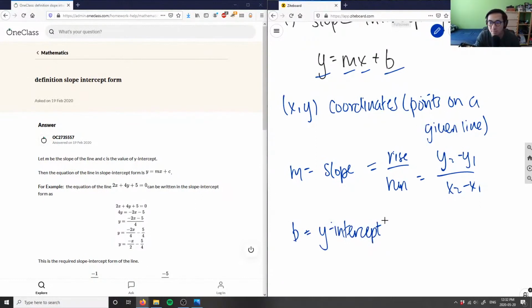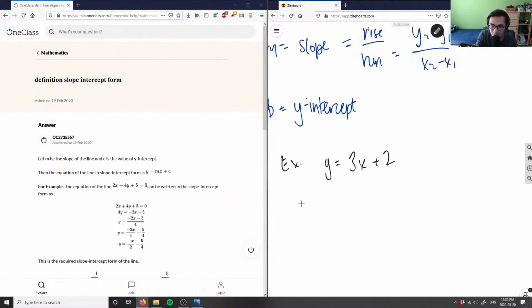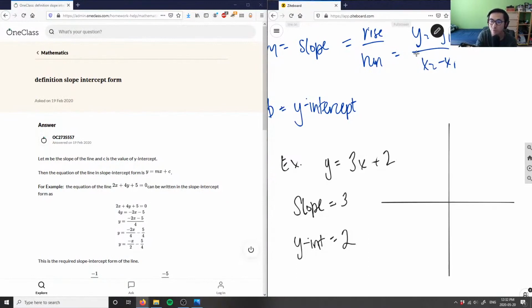So if we have some type of equation, and let me give you an example, say y equals 3x plus 2. This here would be a given line, right? So we can say that the slope here is 3, the y-intercept is 2. And we can actually plot this on our graph, right? We can graph this using slope-intercept form. It's actually a very, very powerful tool.